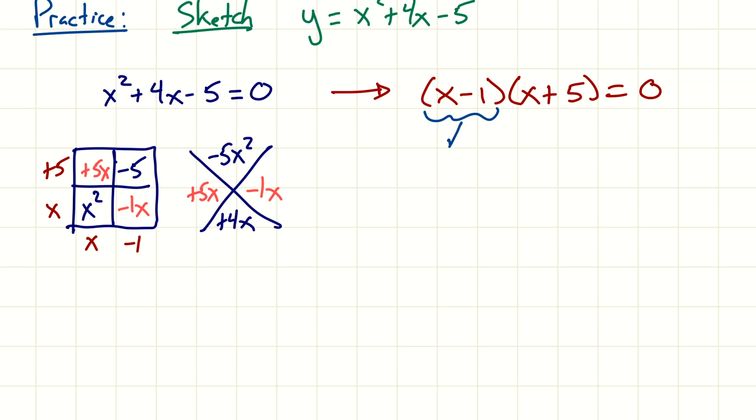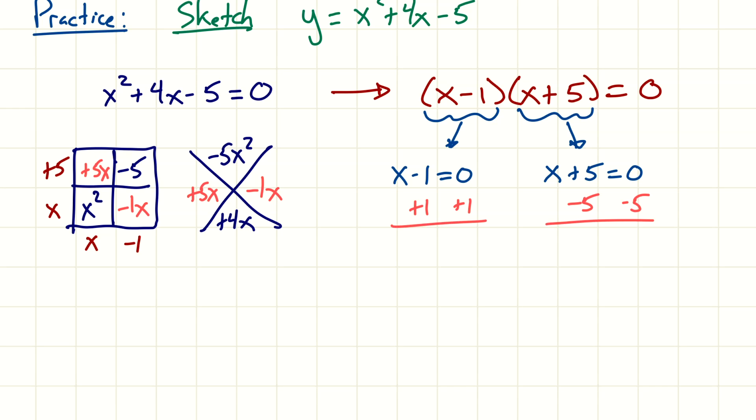And so the zero product property says I could do x minus 1 equals 0, and I could split this into x plus 5 equals 0. Two equations. And let's add 1 to both sides, and subtract 5 from both sides. I like to do both at the same time. And this is x equals 1 and x equals negative 5. All right, so these are my zeros.